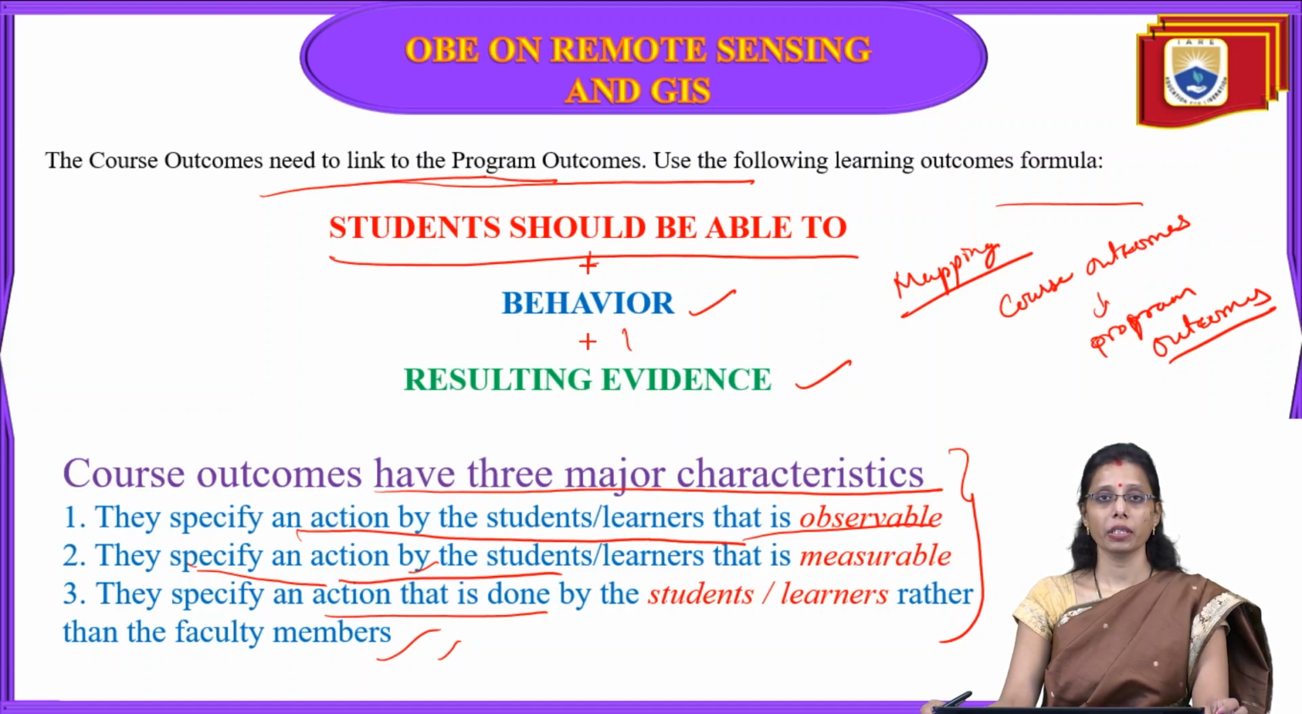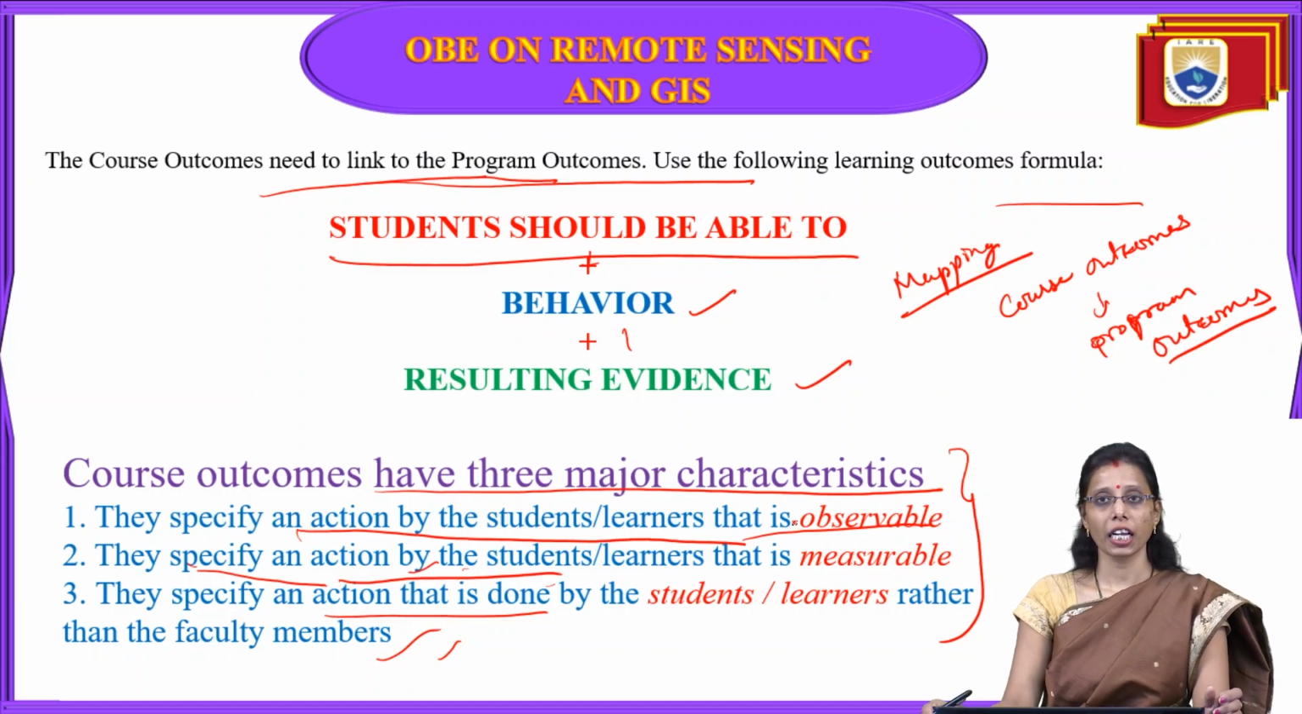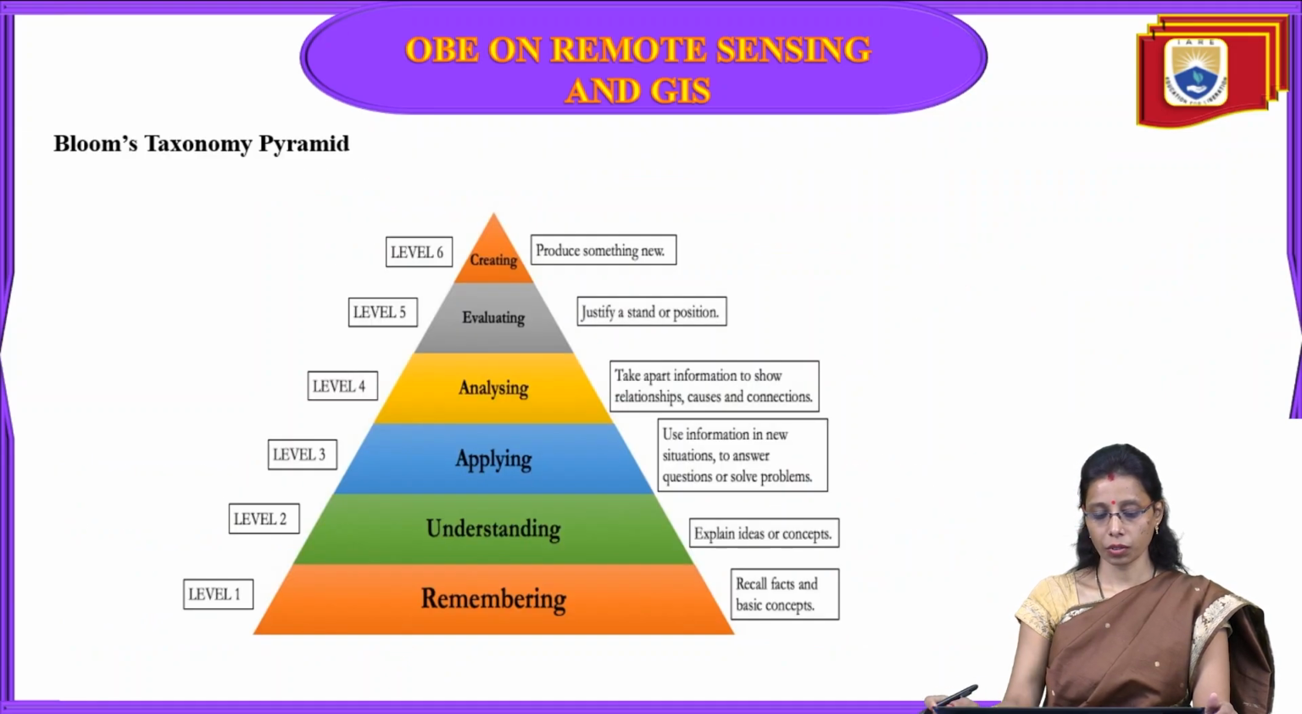Observable, that is, specify the action by the students or learners. Then measurable, that is, specify an action by the student or learner that is measurable. And the third thing is to specify the action that is done by the students or learners rather than the faculty members. This is how the characteristics of the outcomes are defined.